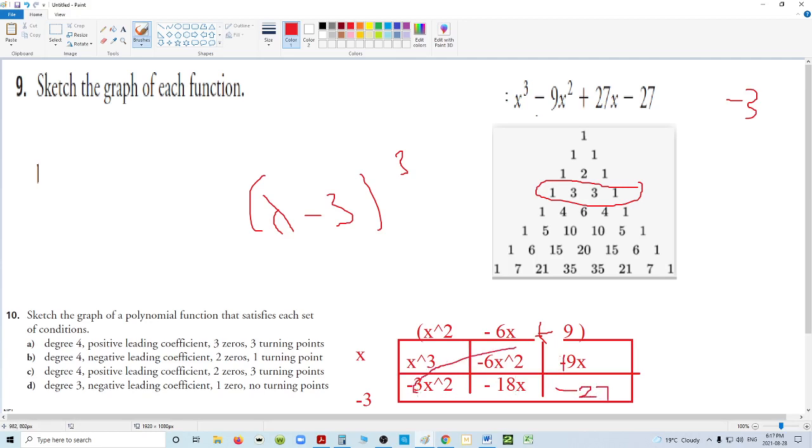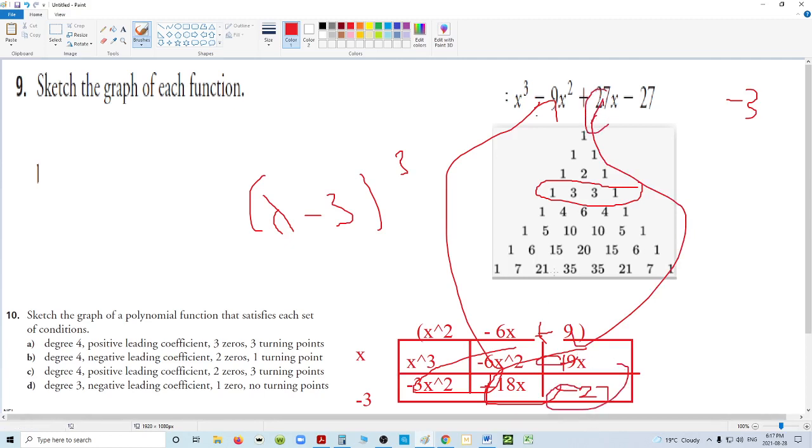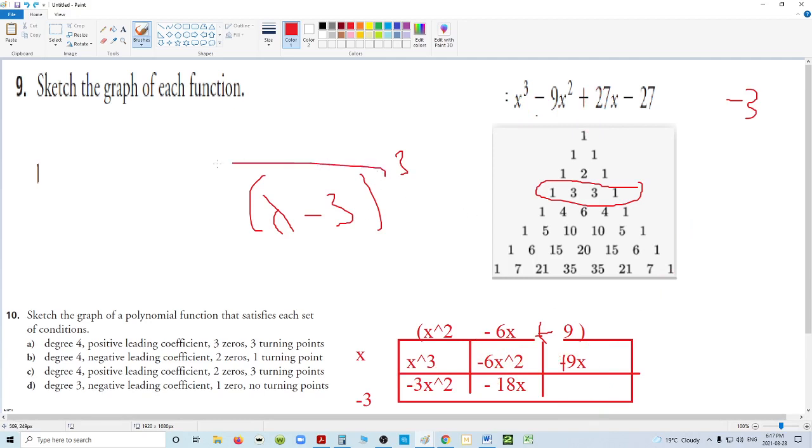Now if I add these up, I get minus 9x squared. If I add these up, I get plus 9 and x minus. Oh yeah, this is a plus, sorry. That's another expansion I did wrong. And so then it's plus 18x plus 9x is plus 27x. And this last one's minus 27. So we quickly discover that indeed it is this.